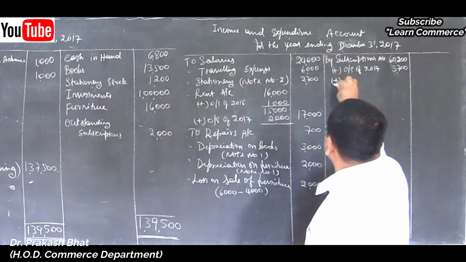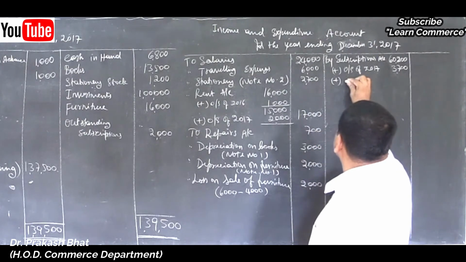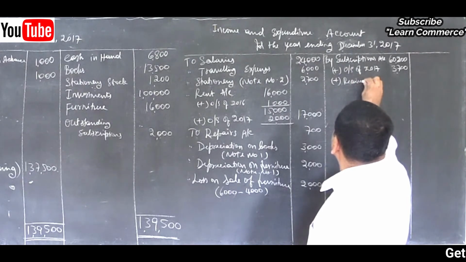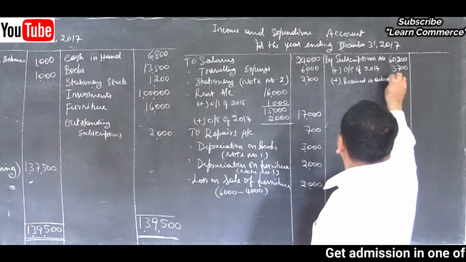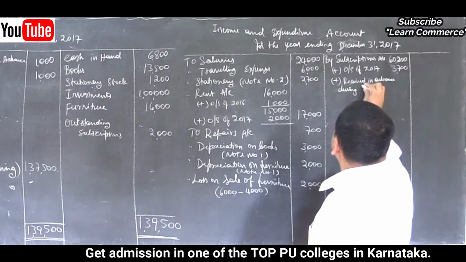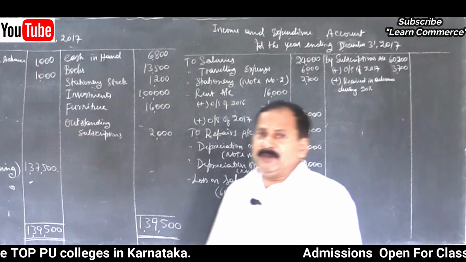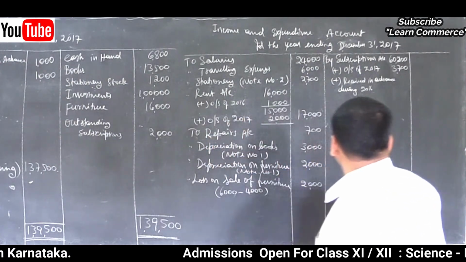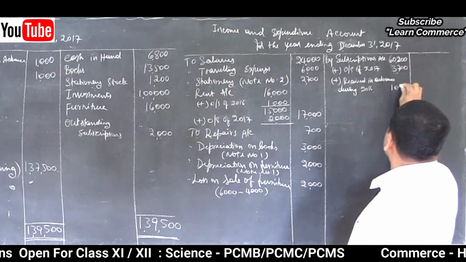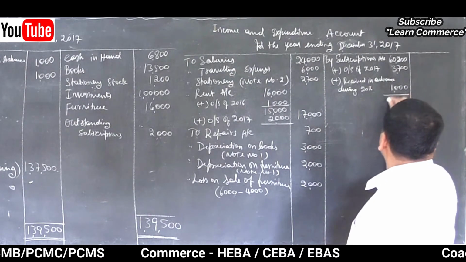Then add received in advance during last year. Advance during 2016. 2016 we have received in advance, means it belongs to the current year. Am I correct? Yes. How much? That is 1,000. Add it together, 64,900.